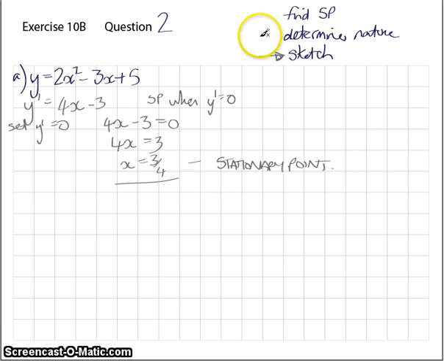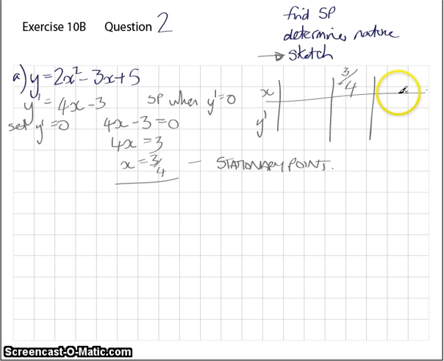The next thing that I want to do then is determine the nature of this stationary point. So we're going to devise a little bit of a table here. I'll put my stationary point in the middle, and I need to pick a point that's a bit to the left and a bit to the right. Pick points that are fairly easy to work out, so I'm going to pick 0 and 1.